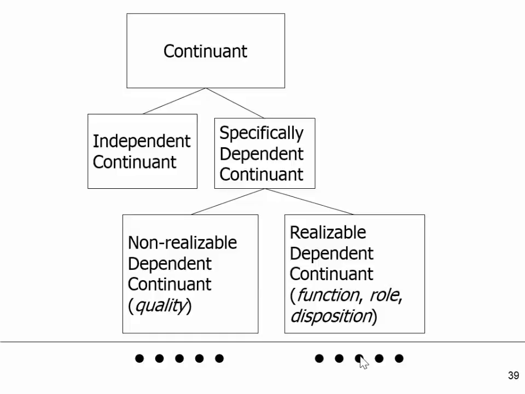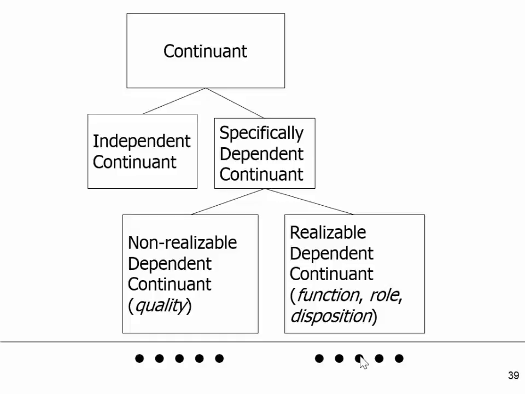So that's specific dependence. Now, we distinguish two kinds of specific dependence. On the one hand, there are qualities like skin color. And qualities are fully there if they are there at all. So your skin color is just there. It doesn't go in and out. It's even there in the dark. But then, on the other hand, there are what we call realizable dependent continuants, which are not there all the time. They're only there when they're realized.